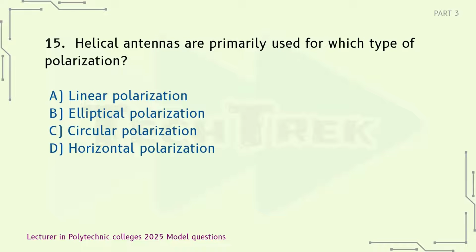Helical antennas are primarily used for which type of polarization? A. Linear polarization. B. Elliptical polarization. C. Circular polarization. D. Horizontal polarization. Correct answer is option C. Circular polarization.